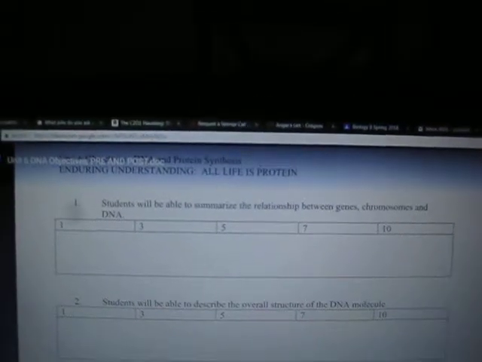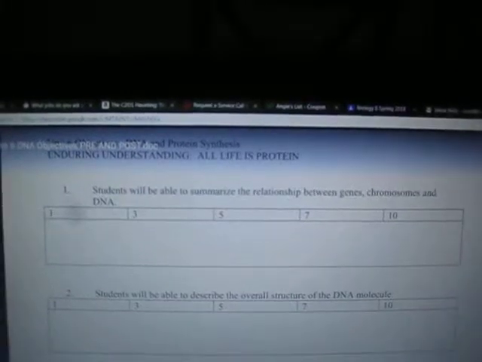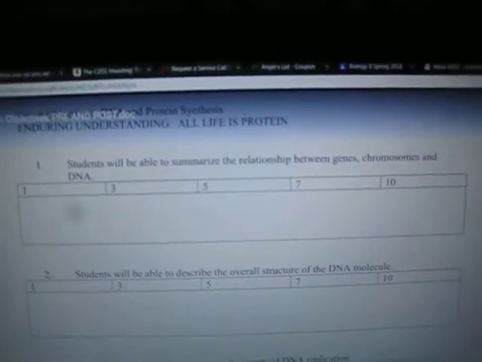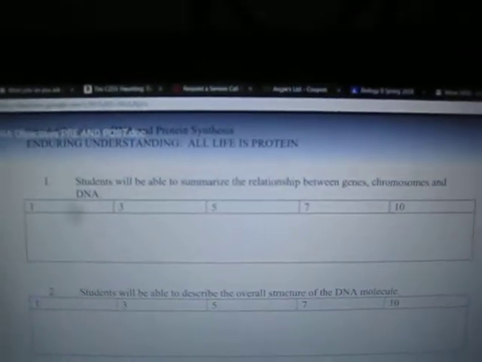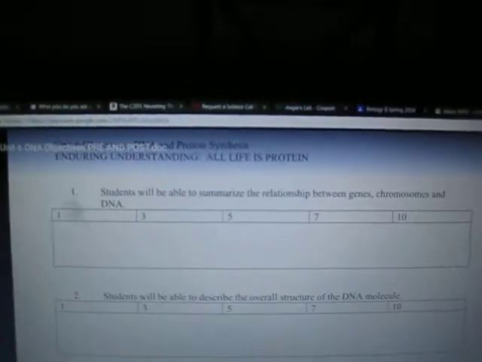Students will be able to summarize the relationship between genes, chromosomes, and DNA. We should all know that DNA makes up genes and genes make up chromosomes. The basic building block of DNA is a nucleotide. Genes obviously determine who you are, what color hair you have, so on and so forth. And we know that there's a total of 46 chromosomes in a human cell, so hopefully we understand that concept relatively well.